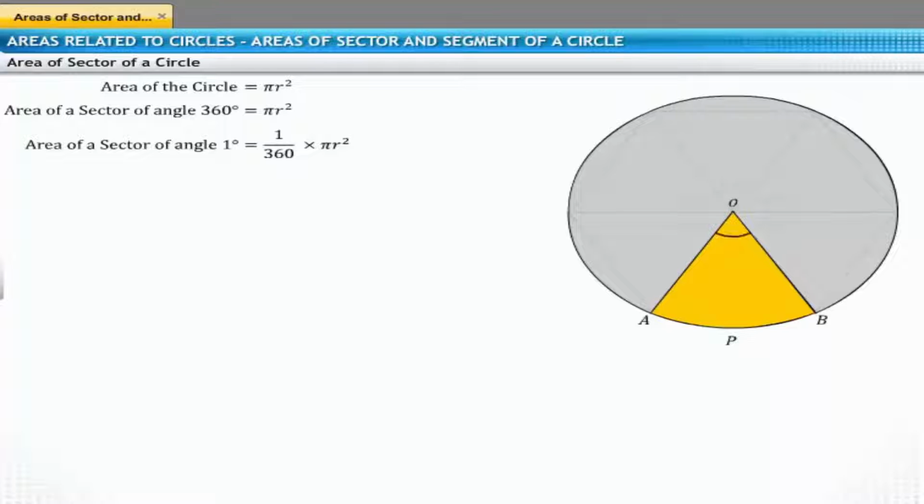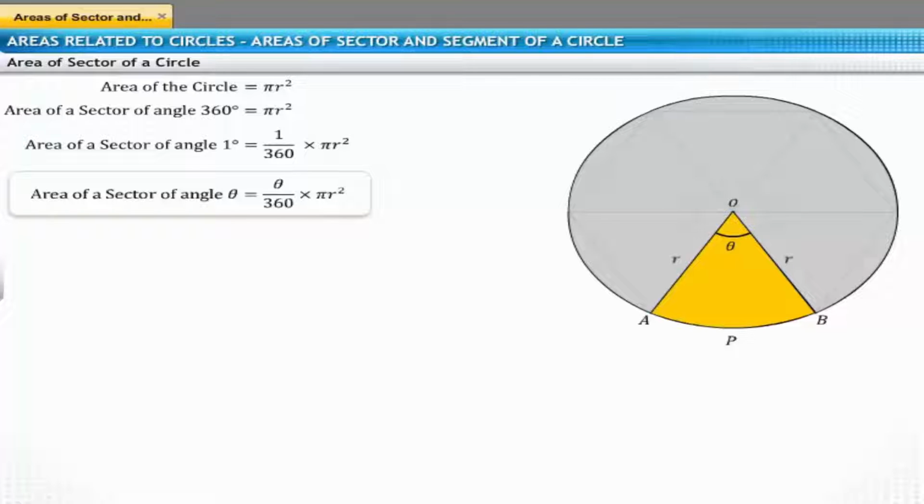Similarly, when the angle of the sector is theta degrees, the area of the sector will be equal to theta divided by 360 multiplied by pi r square. This is the formula for the area of a sector, where theta is the angle of the sector and r is the radius of the circle.